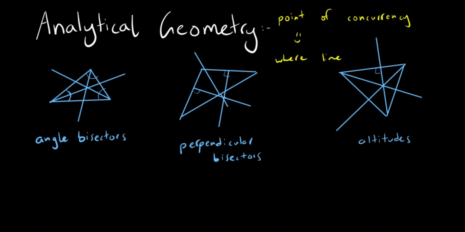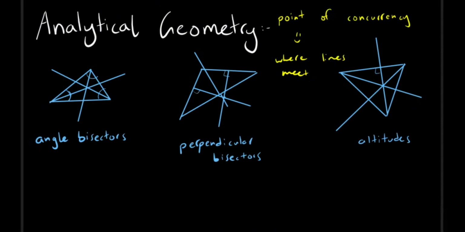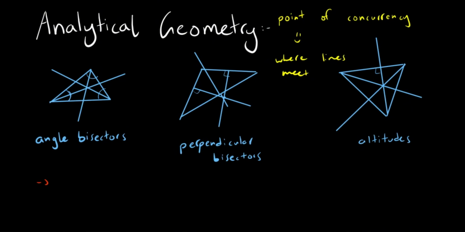So when angular bisectors are concurrent, that point we call the incenter. When perpendicular bisectors are concurrent, the point at which they all cross is called the circumcenter, and the point at which all the altitudes cross each other is called the orthocenter. These drawings are not according to scale, however these cases are always true. So these will be called incenter, circumcenter and orthocenter respectively.